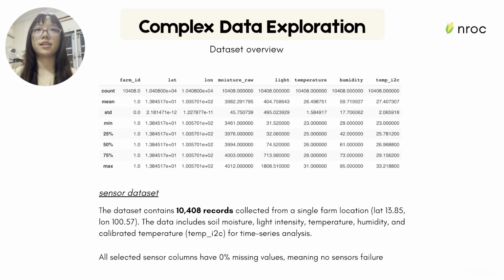Our sensor dataset has 10,408 records from a single farm location in Bangkok, covering soil moisture, light intensity, temperature, humidity, and the calibrated temperature TempI2C. Importantly, all selected columns have 0 missing values in the raw data. We can conclude that the sensors themselves were reliable; only the board had occasional downtime.